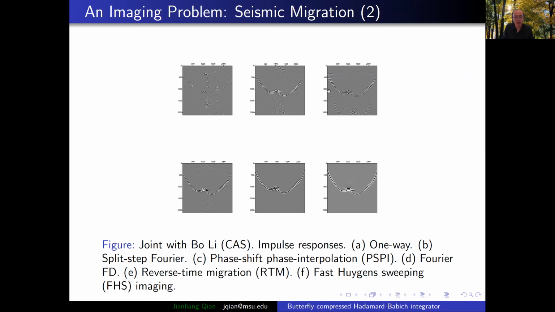Other standard migration methods cannot handle the caustics easily. We can see all different artifacts here. We carried out the comparison in a very rough manner.